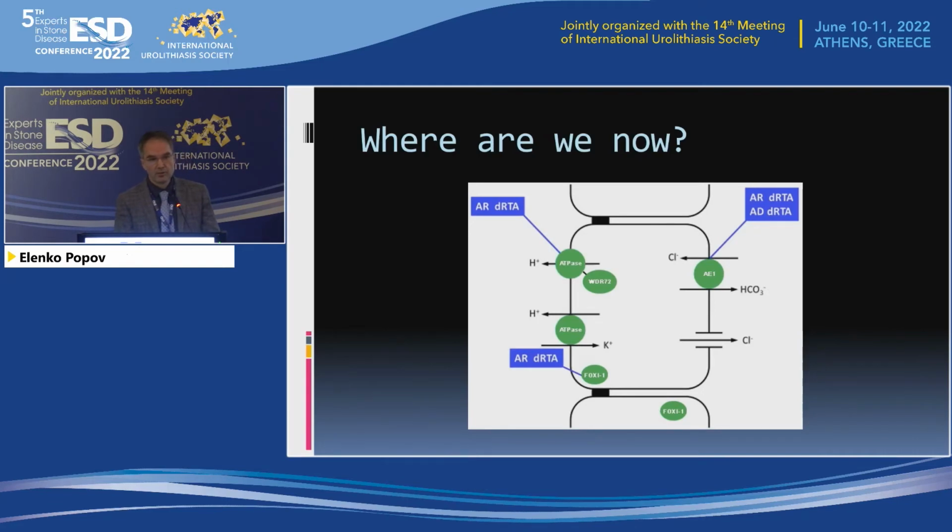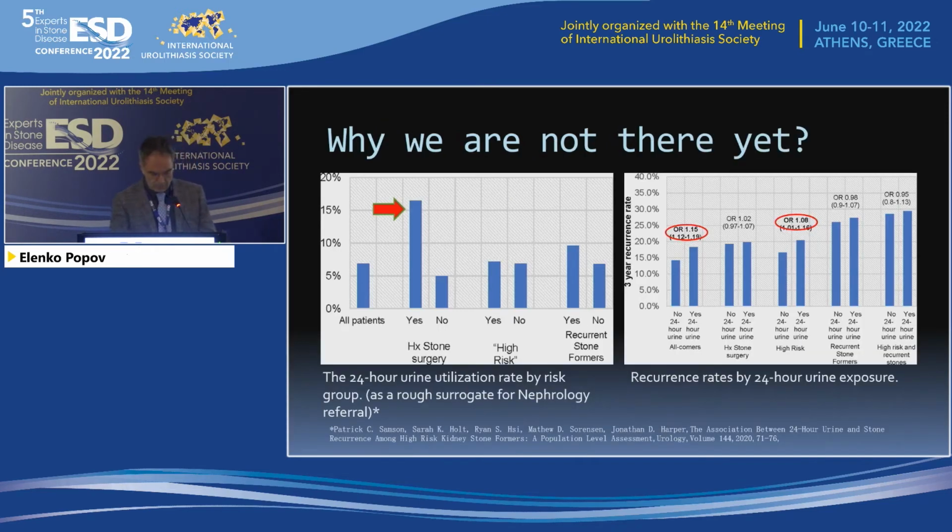And where are we now? We are talking about omics, we are talking about genes. This is a simple scheme of the genes included in distal renal tubular acidosis. But why are we not there yet?